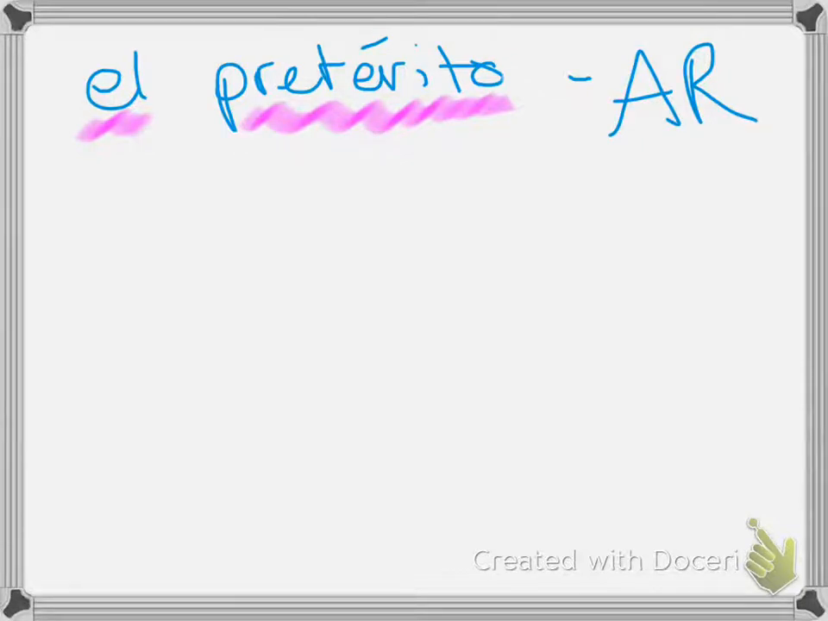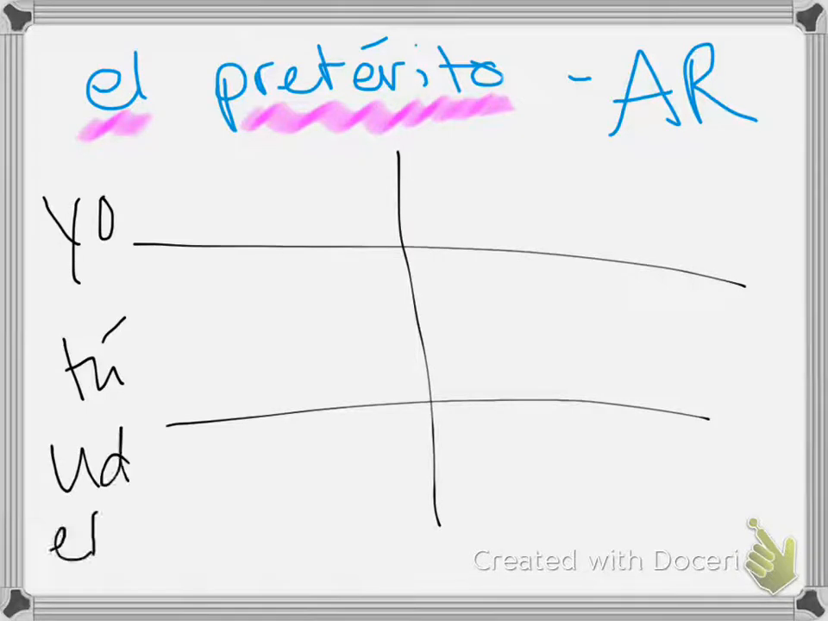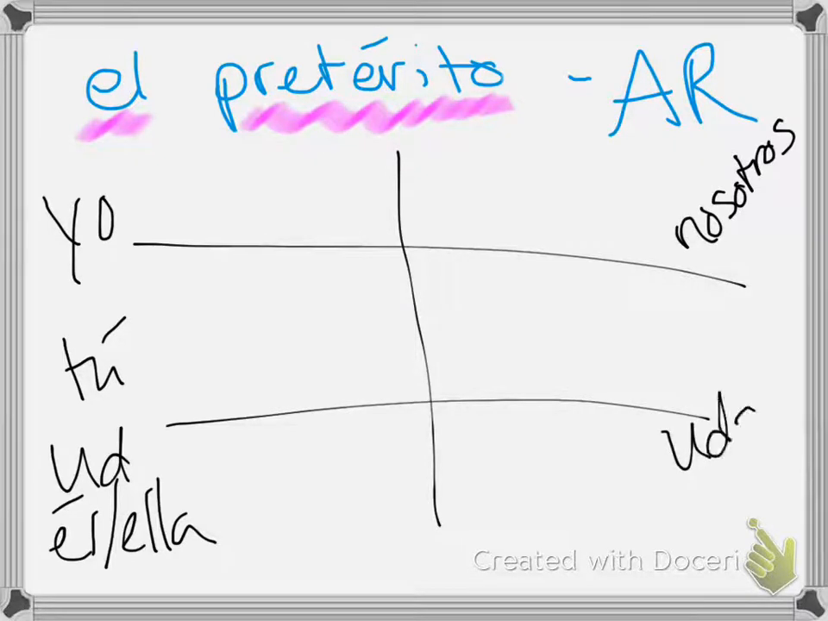¿Sí? Entonces, let's make our chart. All right, so we've got yo, and we've got tú, and we've got usted, and él, and ella over here, and we've got nosotros, and we have ustedes, and we have ellos and ellas. All right, so when we have our verb, for example, por ejemplo, let's do el verbo... no, estar es irregular. Hablar.